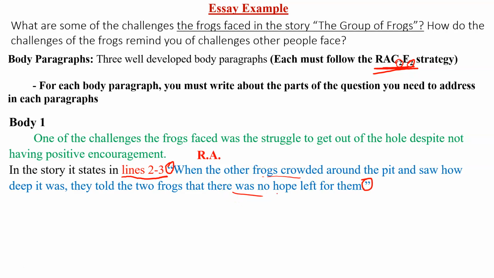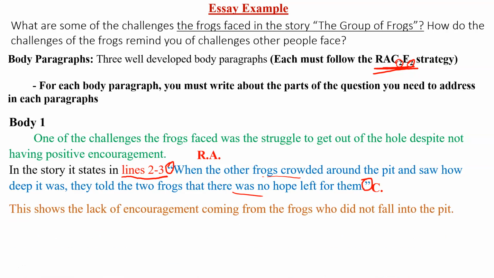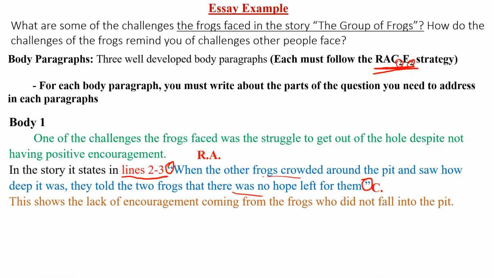That's evidence. When the other frogs crowded around the pit and saw how deep it was, they told the two frogs that there was no hope left for them. Okay, now I get to my explanation. There's my citation right there. This shows a lack of encouragement coming from the frogs who did not fall into the pit, obviously. And that's my explanation right there. I pretty much just gave an understanding of exactly what the evidence means, but I'm also going deeper because they're not giving any encouragement. The fact that they're telling the frogs to stay down, that's not encouragement, and it goes back to my topic sentence.